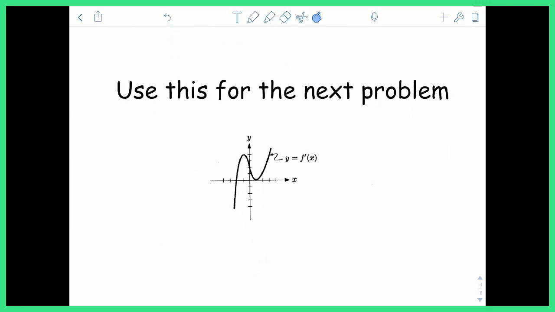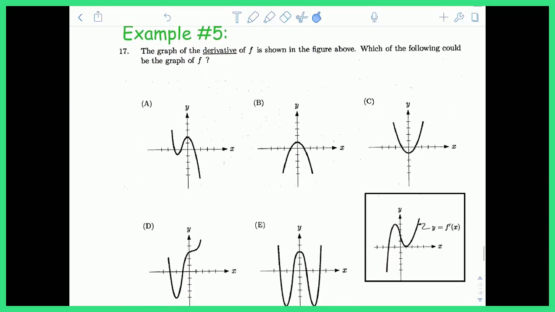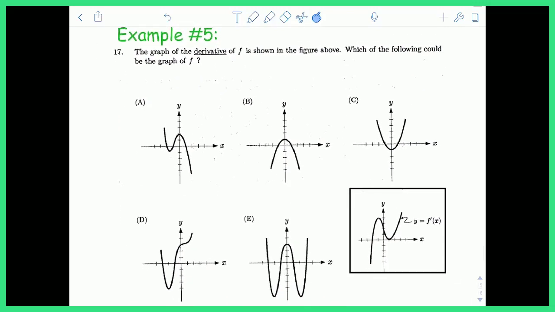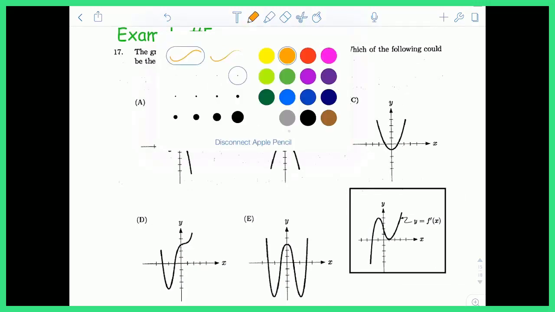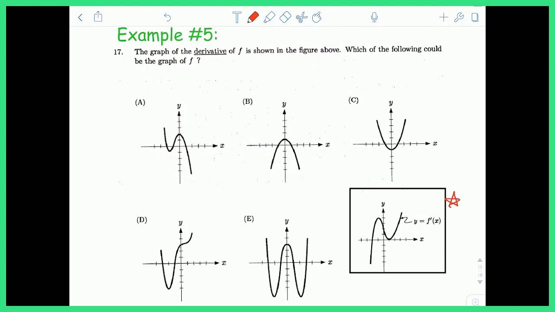All right, we're going to use this graph for the next problem. I did paste it down here. So let's just look at the question. Okay, here we can fit the whole question right there. Here we go. This looks fun. So if this is the derivative, down here in this little box, which of the following could be the original? All right, interesting.